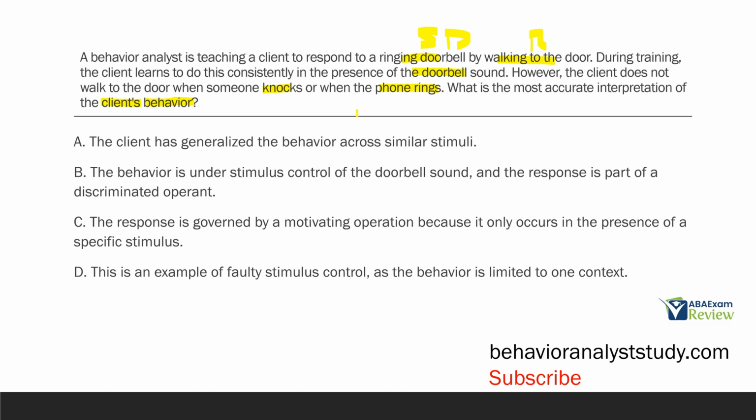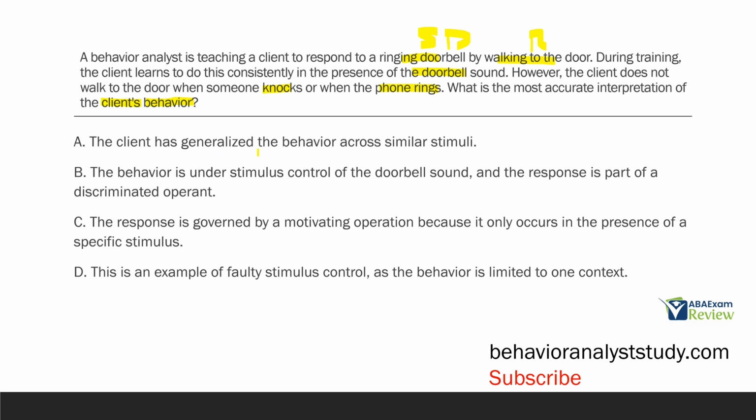Now, why might this be an issue if the client doesn't go when they hear a knock? Well, because there are multiple ways to say you're at the door. You can ring the doorbell, you can knock, right? So if we really want this behavior to be functional in a real environment, any way that someone could let the client know they're at the door, the client needs to respond to. Now, the phone ringing might not always represent someone being at the door. However, it still represents a form of generalization.